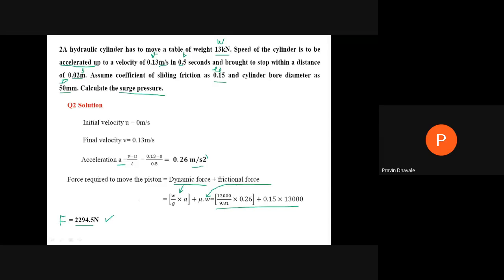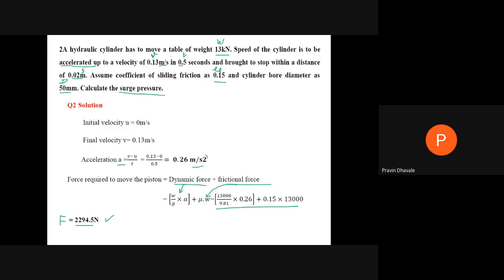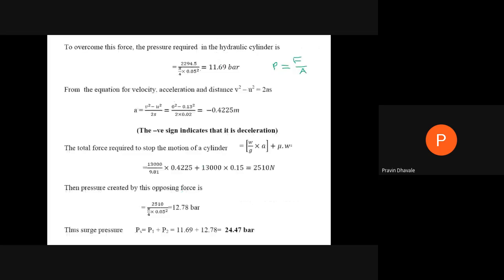F is equal to 2294.5 upon the area of the cylinder, by considering the bore diameter of the cylinder, that is 50 mm. Convert it into meters. You are getting the value 0.05. That is the bore diameter of the cylinder. So the area will be pi by 4 d square. When you are solving this, you are getting the value of the pressure in terms of bar.